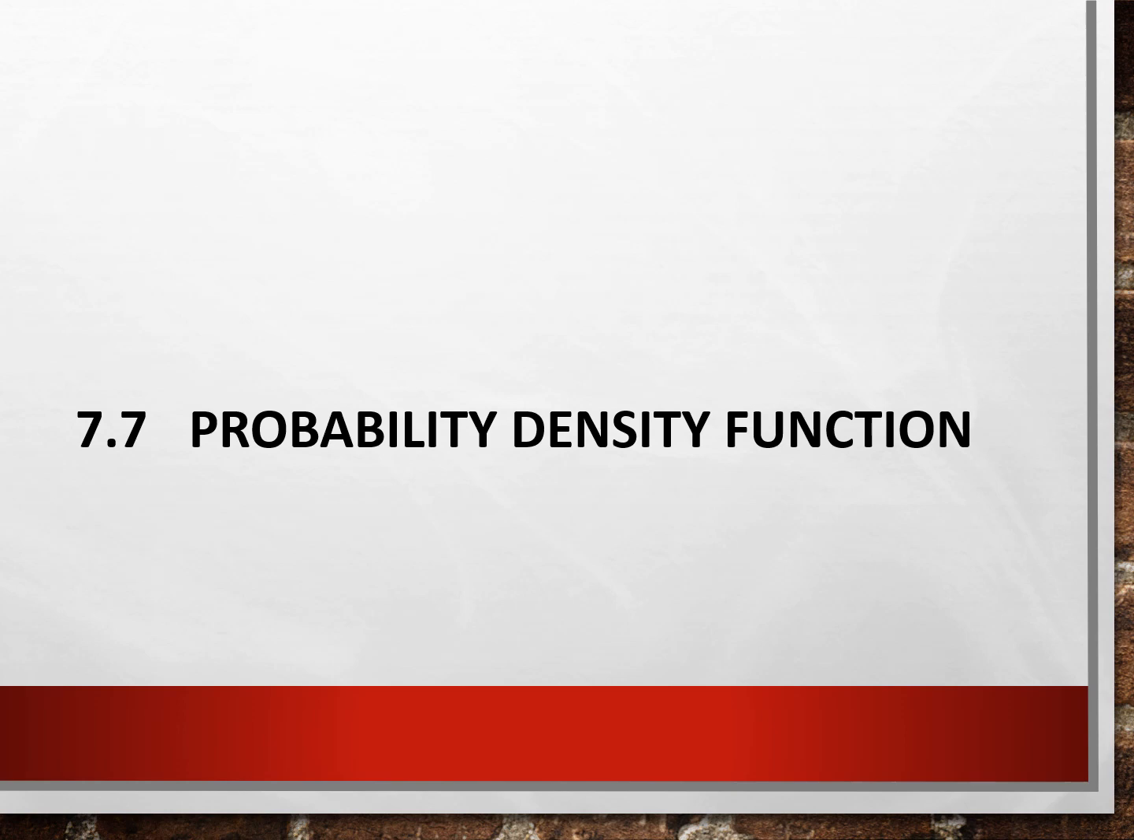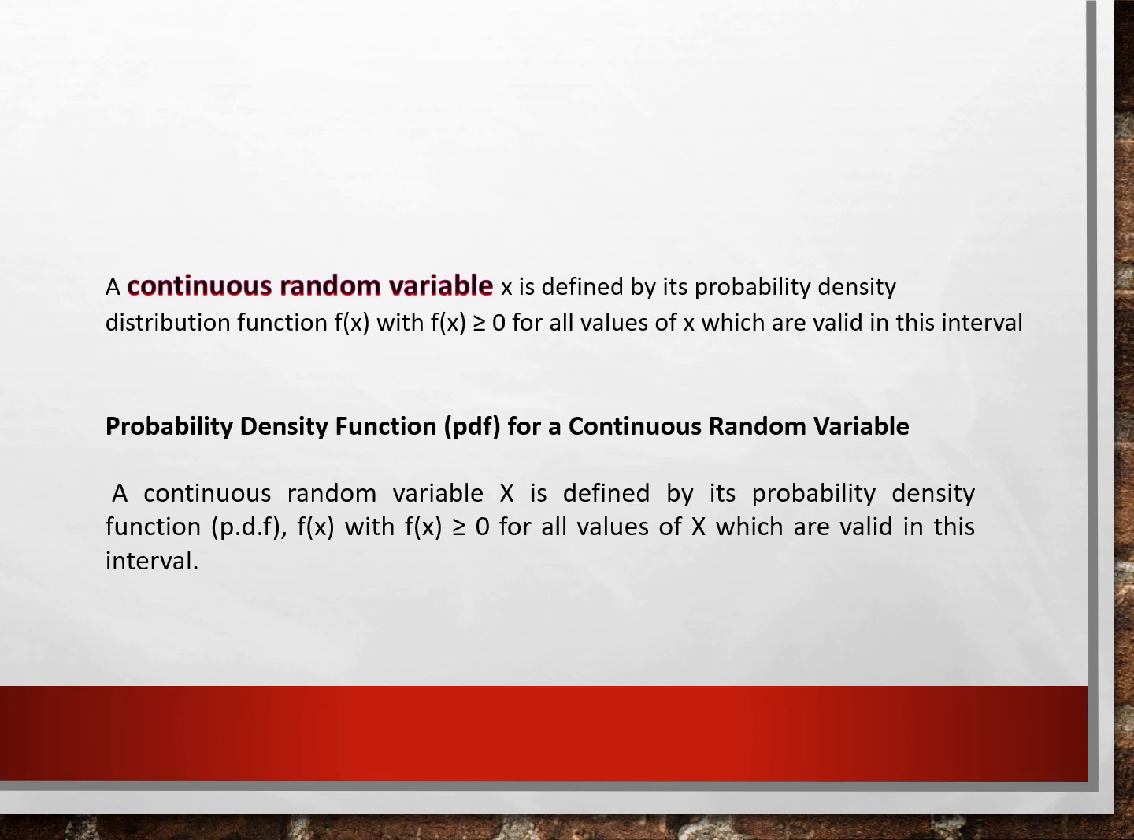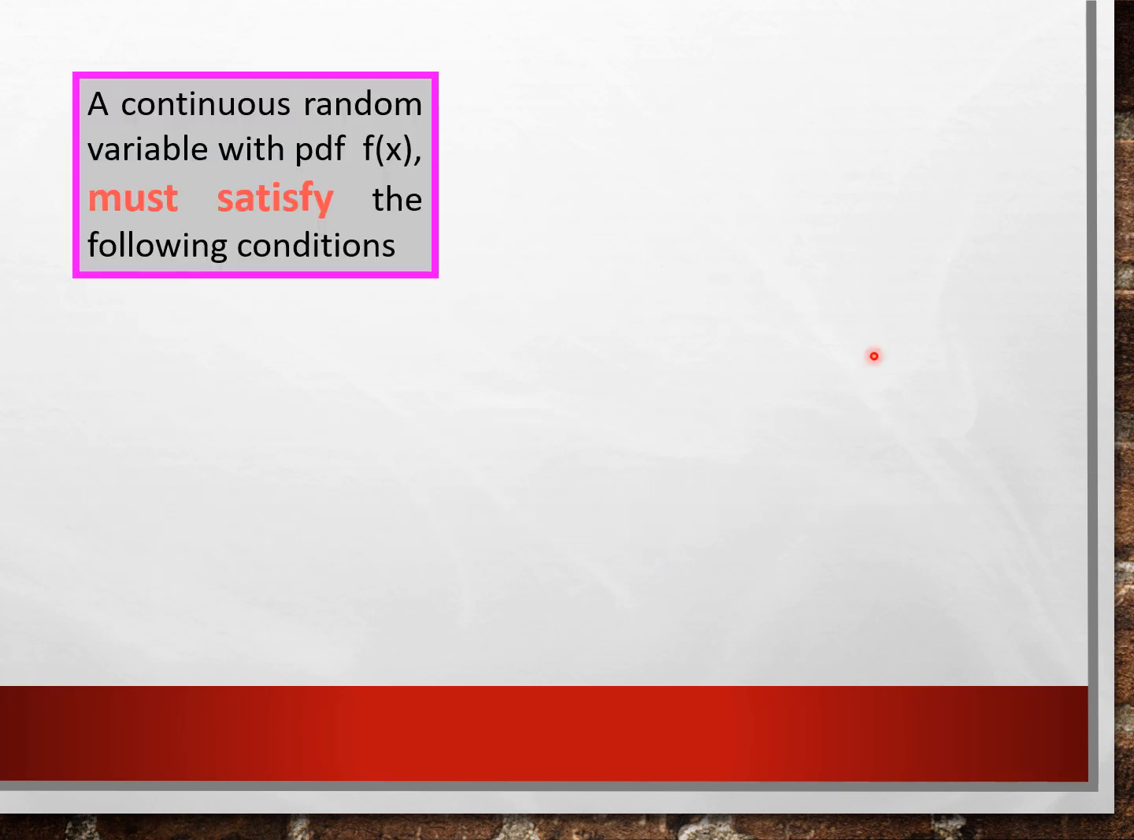Now we are going to look at 7.7 probability density function. For a continuous random variable, the probability density function is defined by its probability density f(x), where f(x) is more than or equal to 0 for all values of x. Okay, look at this diagram.